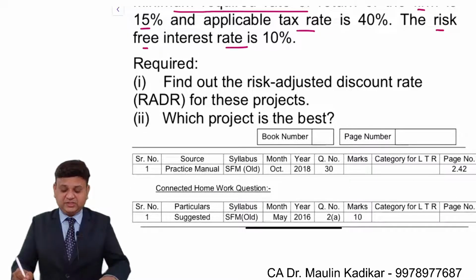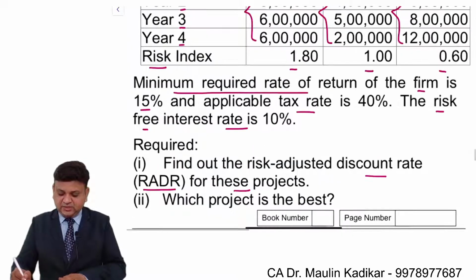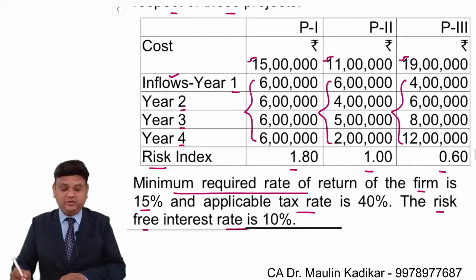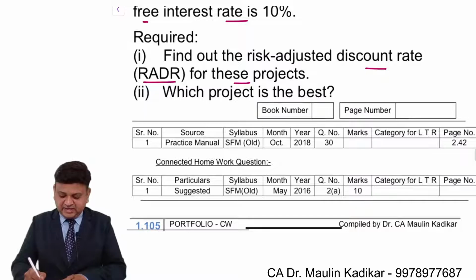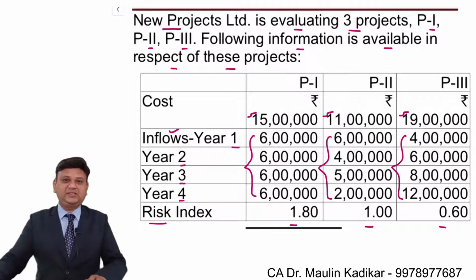There are two questions. Find out risk-adjusted discounting rate for these projects. That is for 1, 2 and 3 we are required to calculate. And the second is which project is the best? That is a question. I request all of you to go through the question, please.